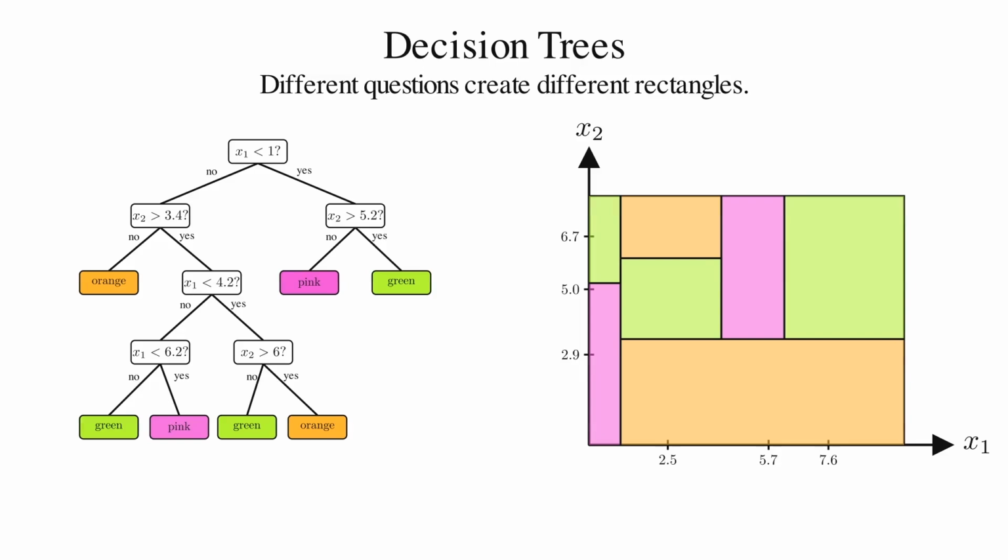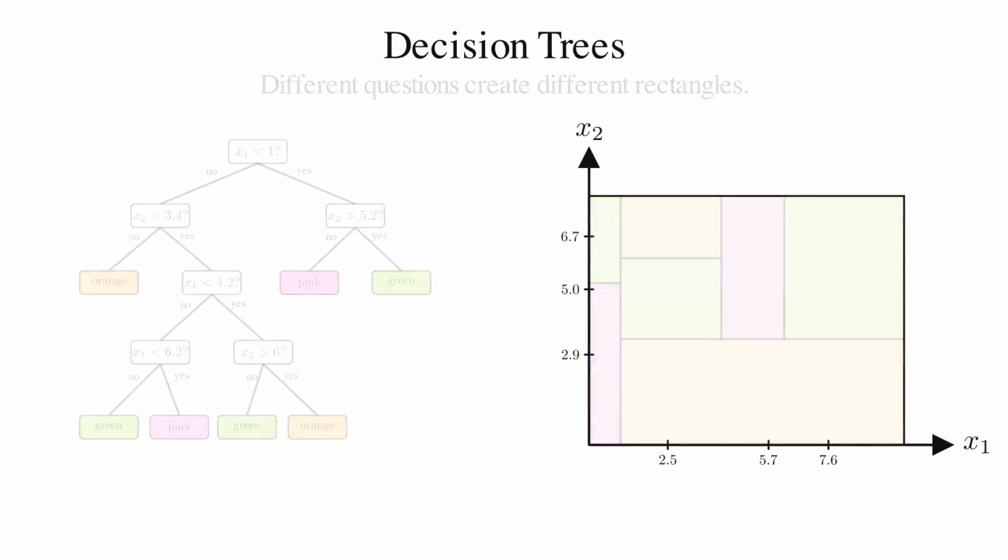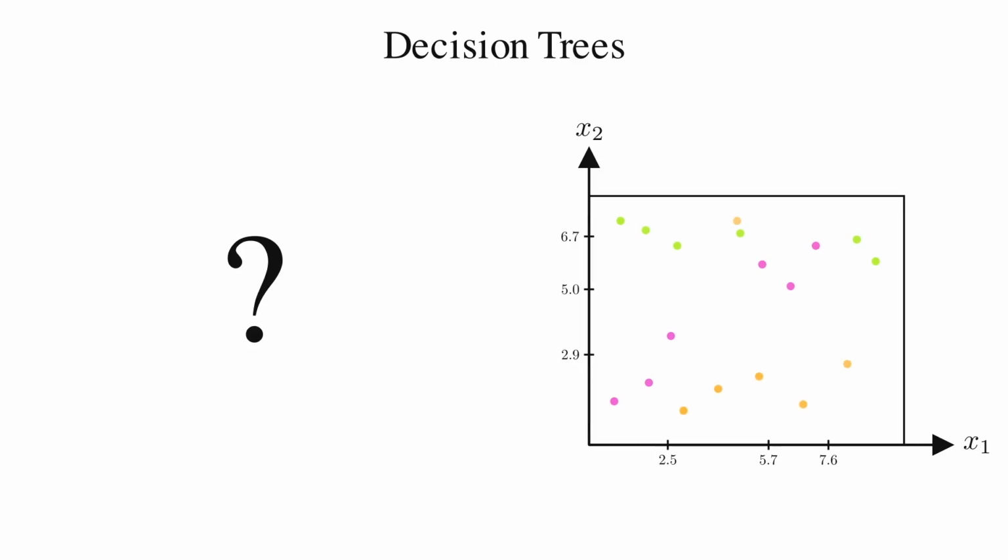And also, it is not clear that the tree should have exactly this structure. We could ask more questions or fewer questions. It is also not clear whether the first question should be about x1 or about x2. So if we want to build this tree ourselves, how should we do it?